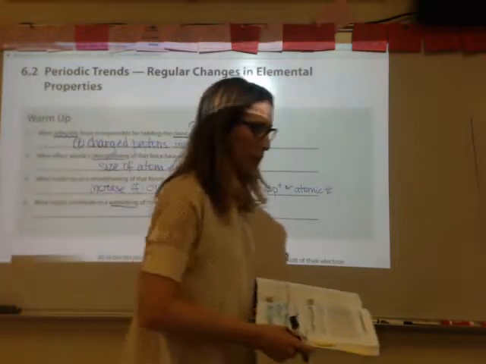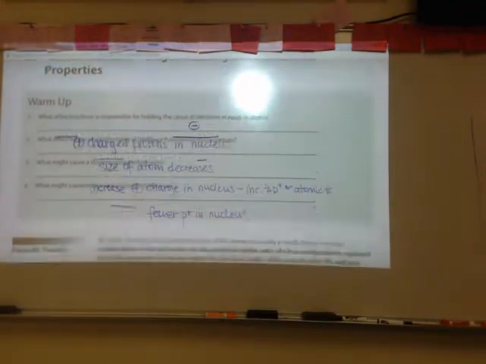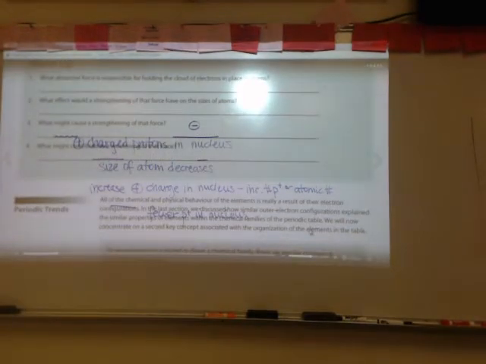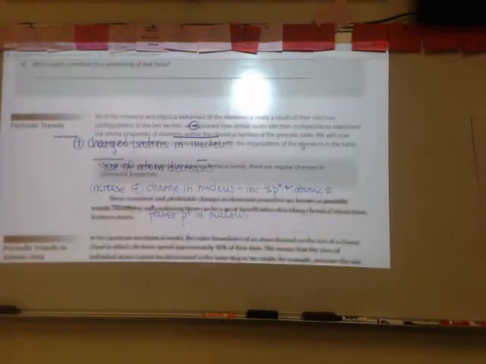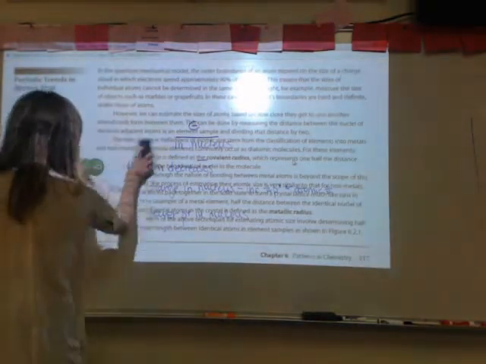Okay, so what we're going to be talking about today are periodic trends, how they influence the chemical and physical behavior of things, and it's all related to the electron configuration of an atom or an ion. And as we move across a period or down a group, we're going to notice some regular changes in elemental properties, and this is known as periodic trends. And the first trend that we're going to talk about is atomic size.